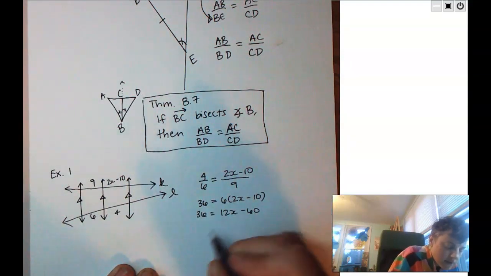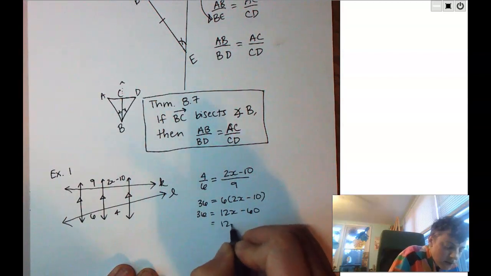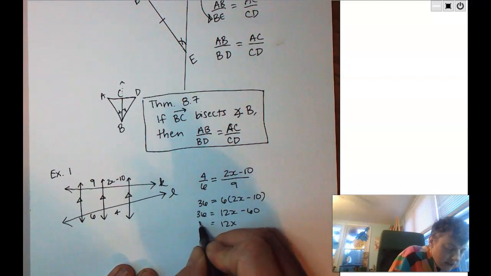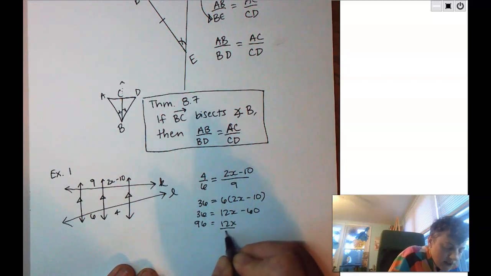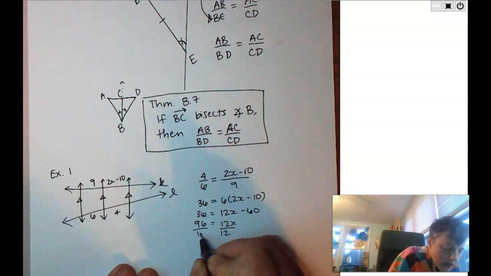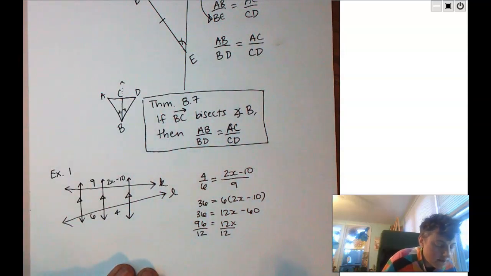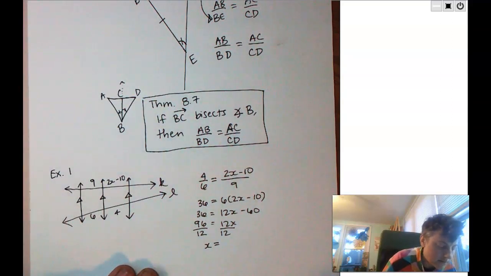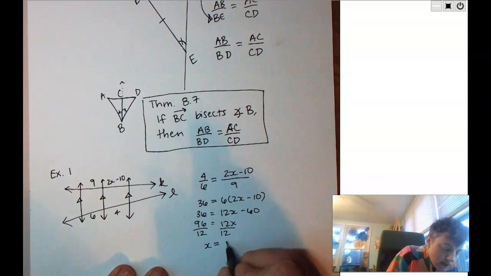Add 60 to both sides. We'll get 12x equals 96. Divide everybody by 12. That, my friends, leaves us with an x equaling, how much is it? How much indeed? Oh yeah, x equals 8.